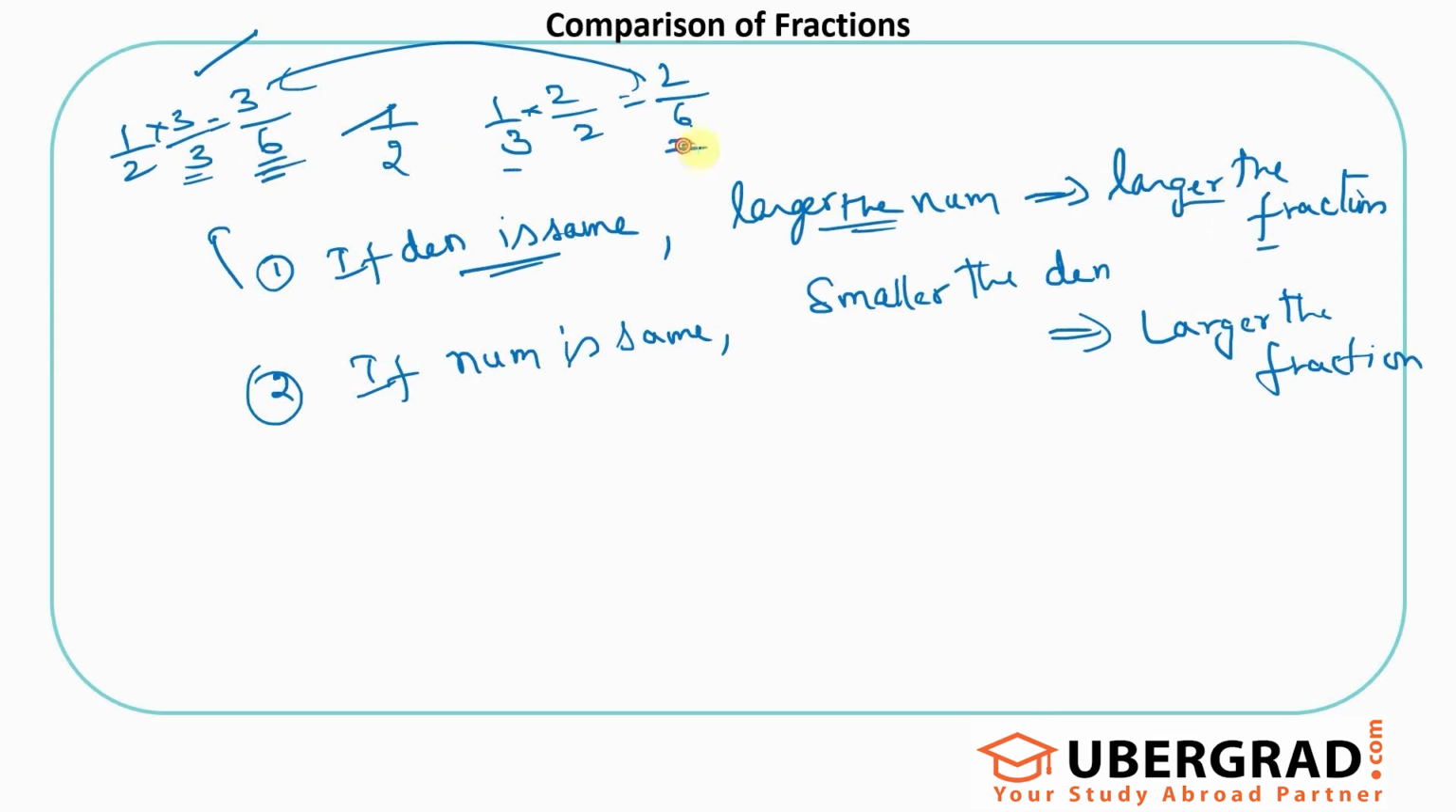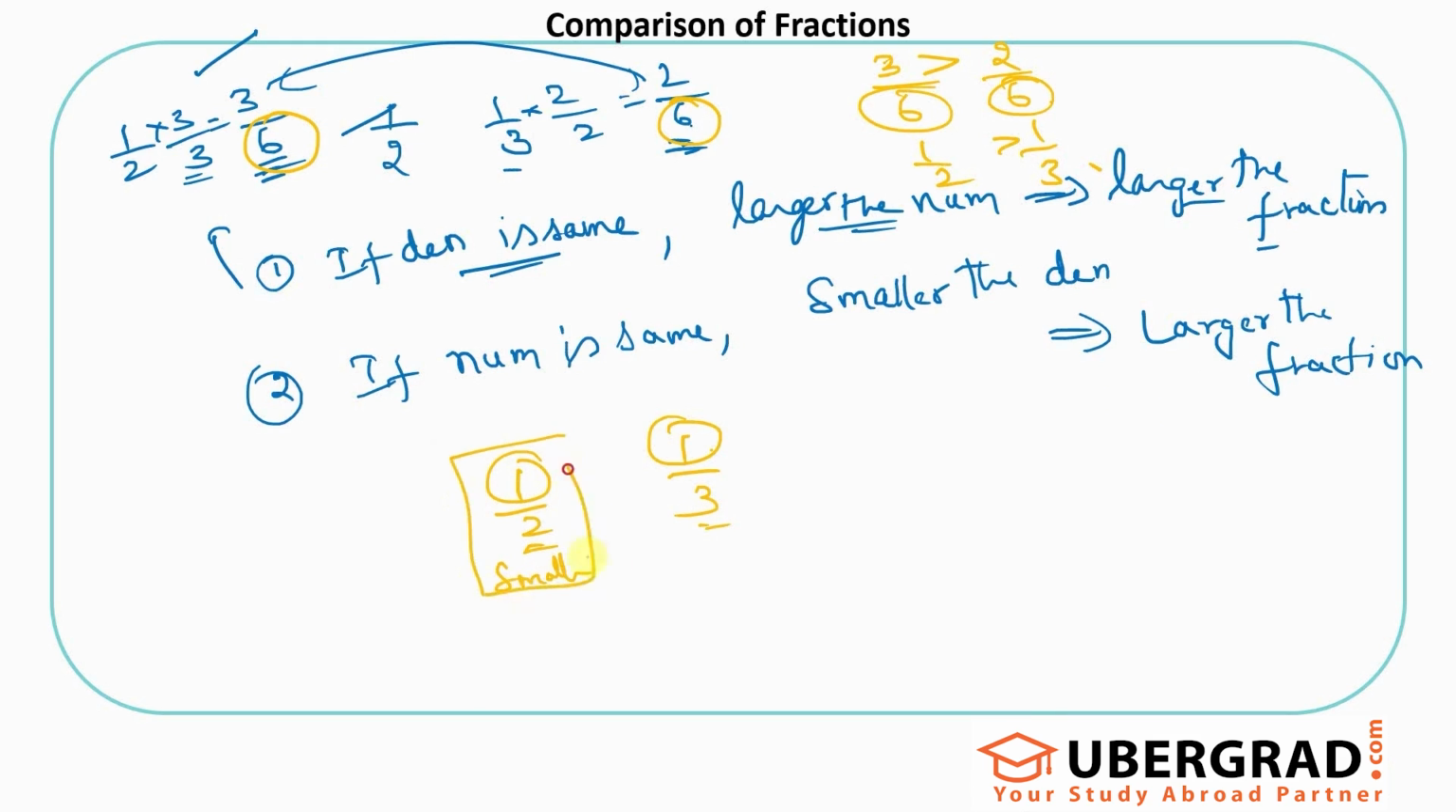Denominators are same. Now the numerators are 3 by 6 and 2 by 6. Larger the numerator, 3 is greater than 2. That implies 1 by 2 is greater than 1 by 3. Right? Then if the numerator is same, that's what I had, right? 1 by 2 and 1 by 3. The numerators are same. Smaller the denominator, larger the fraction. Which is the smaller denominator? 2 or 3? 2 is smaller, right, than 3. That means 1 by 2 is a larger fraction. Smaller the denominator, larger the fraction.